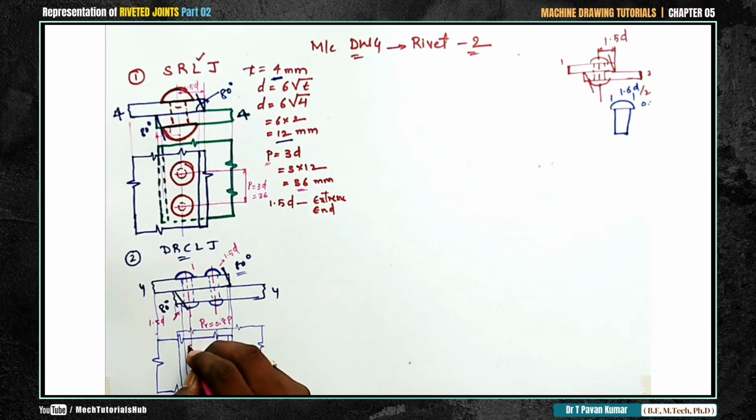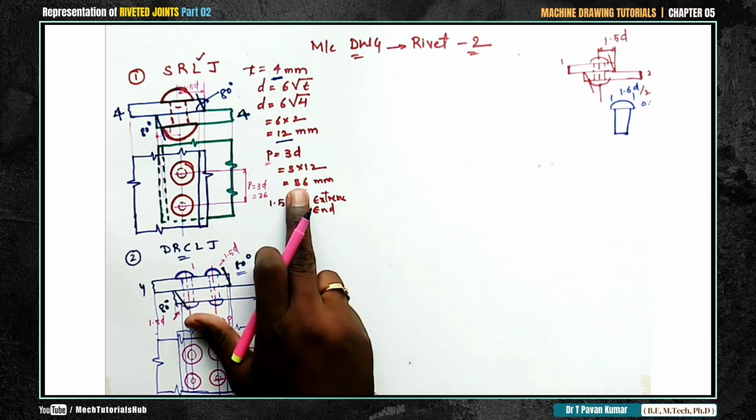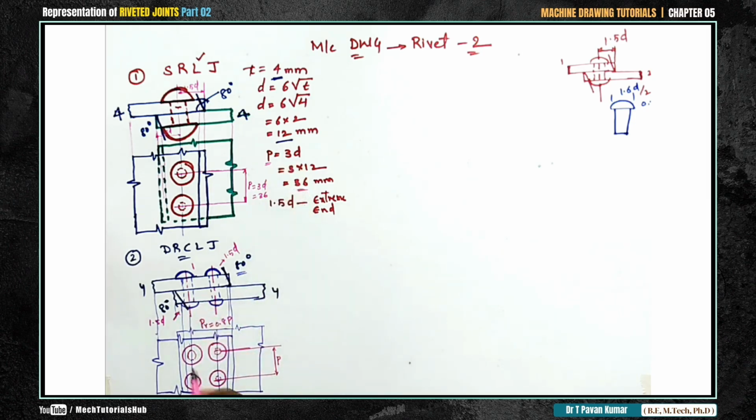D followed by 1.6D. Again there will be a D followed by 1.6D. Visible and invisible lines I am drawing. Now here the distance between both the rivets is P, that is equal to 3D, which is 36. Similarly, the distance between two rows is PR, which is 0.8P. If you calculate this, you can calculate this also. This is how you will get the representation.